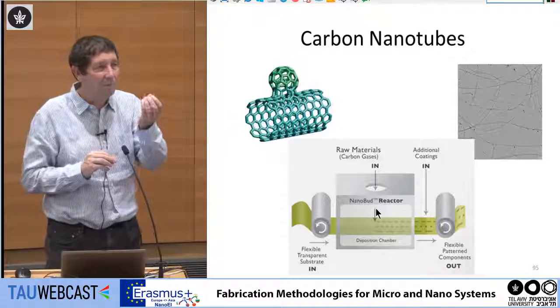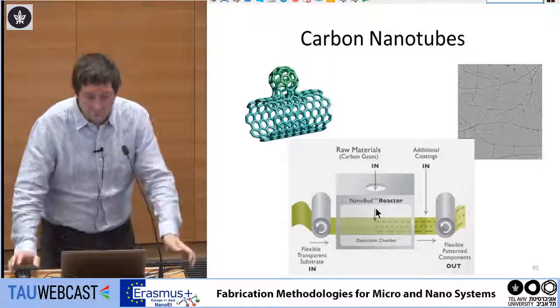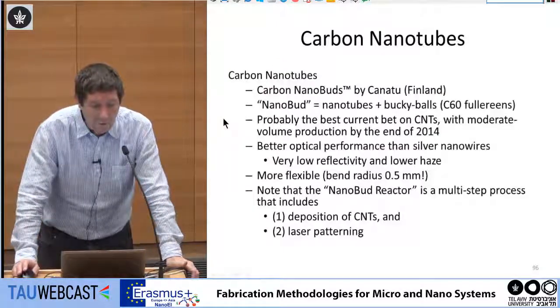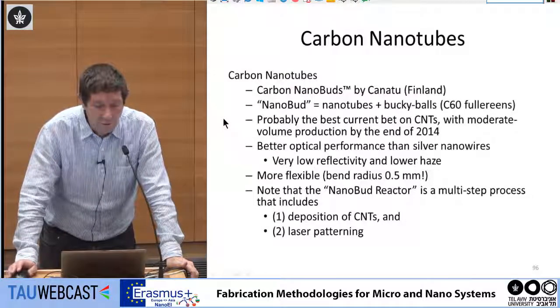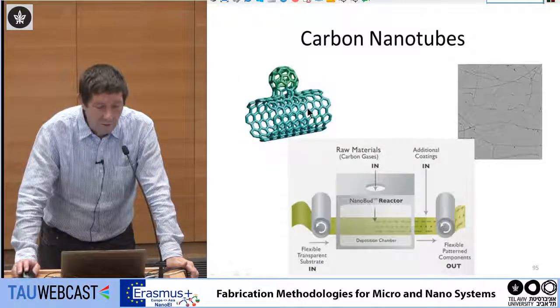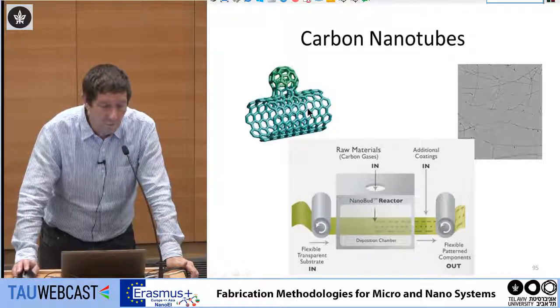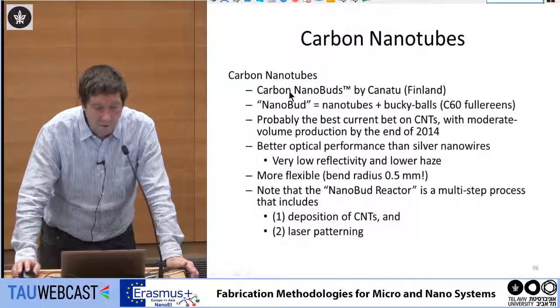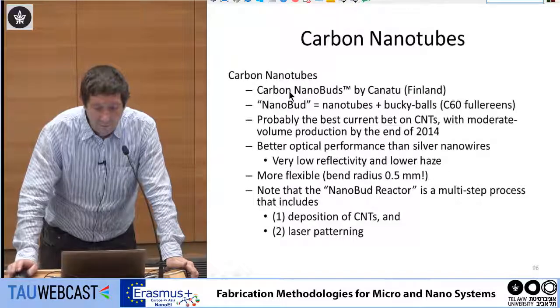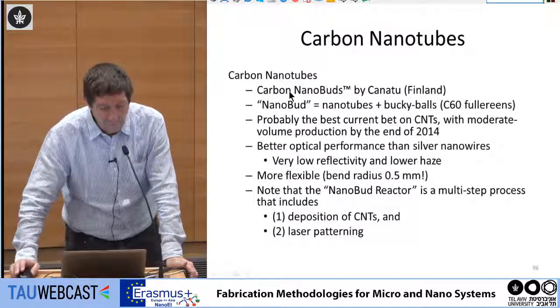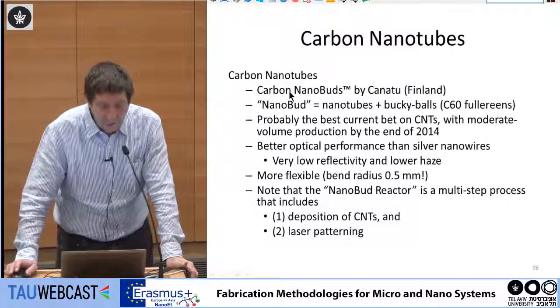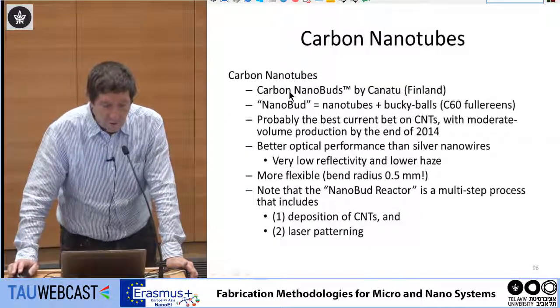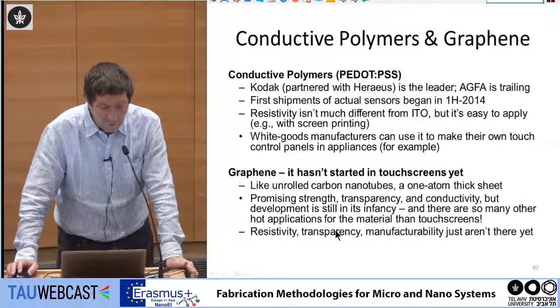You need to have some seed of metal on the bottom. And the carbon nanotubes, this is this company. You can make carbon nanotubes in combination with buckyballs, so they call it nanobuds. These structures have better optical performance than silver nanowires. It's more flexible; the bend radius is 0.5 millimeter. They call it the nanobud reactor. And they do the patterning using laser patterning.